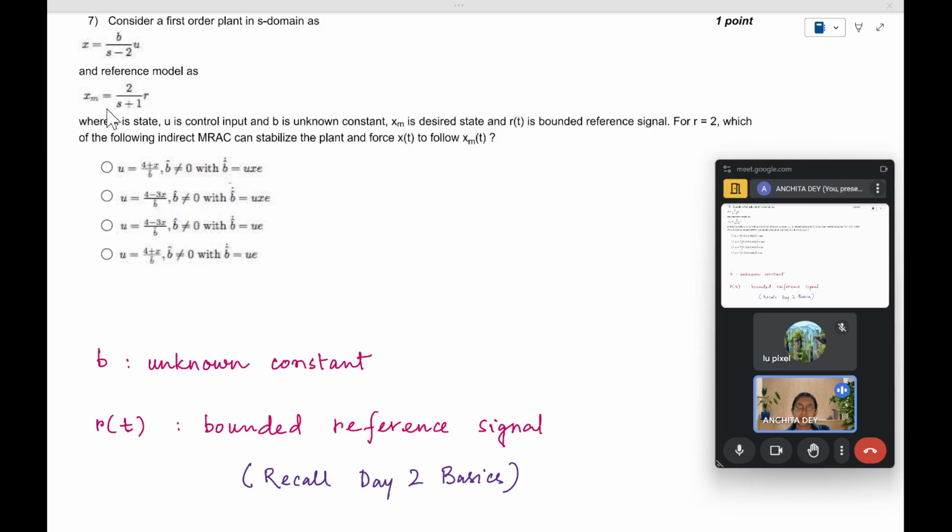Xm is the desired state that you would like your given state x to follow, or a model state, and r(t) is a bounded reference signal. This is the reference signal that you want your state x to be implementing. That means the controller should include the R in its design in such a way that X is following XM, or X is basically tracking XM. So for R equal to 2, which of the following indirect MRAC can stabilize the plant and force x(t) to follow xm(t)?